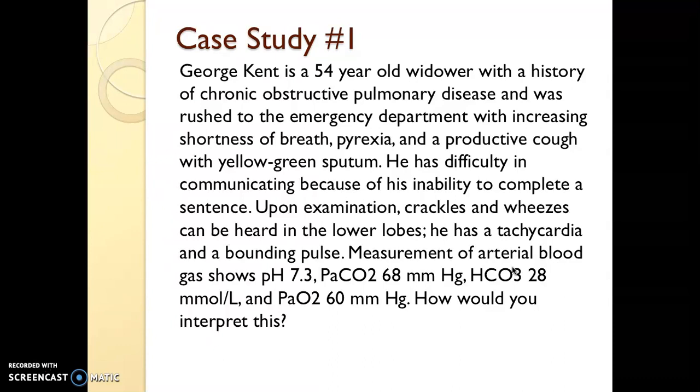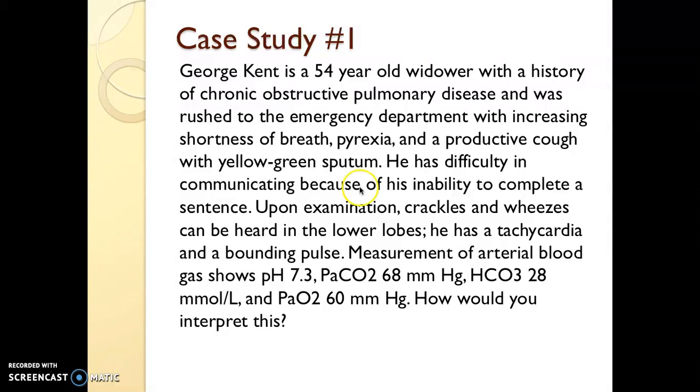All right, so you had some time to read the case study. Based on these numbers, how would you interpret this? We know the pH is 7.30. Is it low or high? It's less than 7.35, so we know it's low. If it's low, it's acidosis. So we know so far the patient is acidotic.